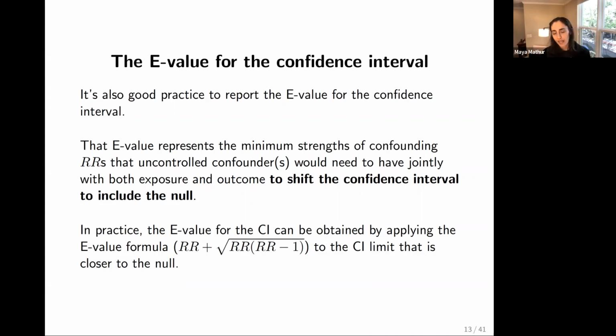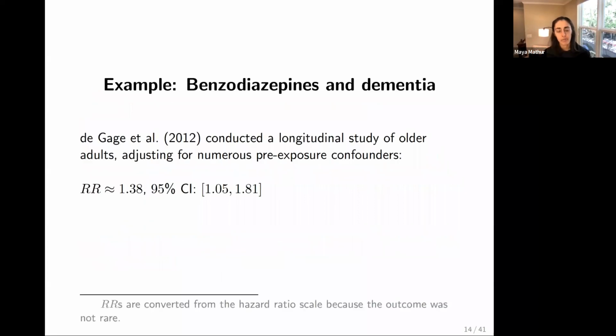And so it's basically getting an inferential uncertainty in addition to the point estimate. And in practice, we can calculate an e-value like that simply by applying the existing formula that you saw, risk ratio plus square root of risk ratio times itself minus 1, to the confidence interval limit that's closer to the null. Okay, let's see it in practice.